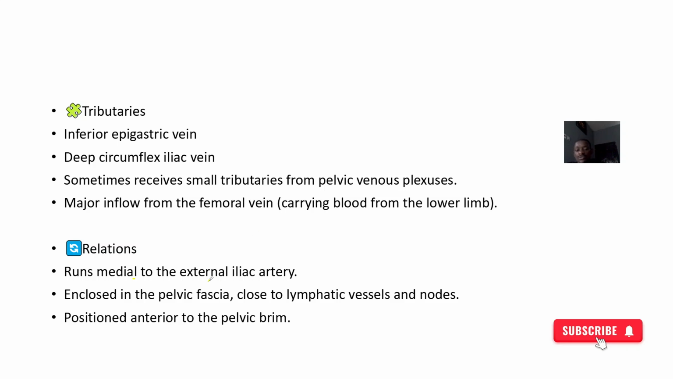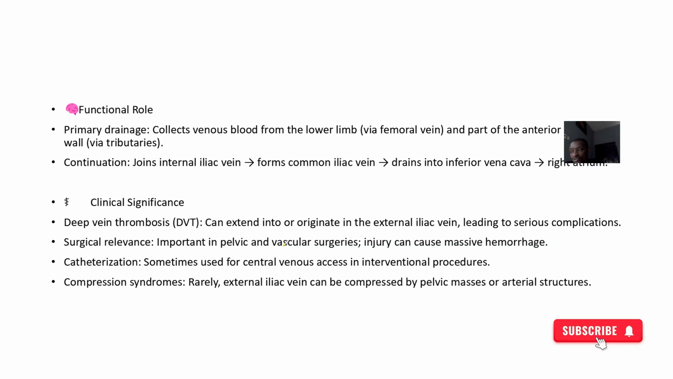It runs medially to the external iliac artery, so it's close by. It's enclosed in pelvic fascia and is close to lymphatic vessels and nodes. Primarily it is for blood drainage from the lower limb. It joins the internal iliac vein to form the common iliac vein, which will then drain into the inferior vena cava.